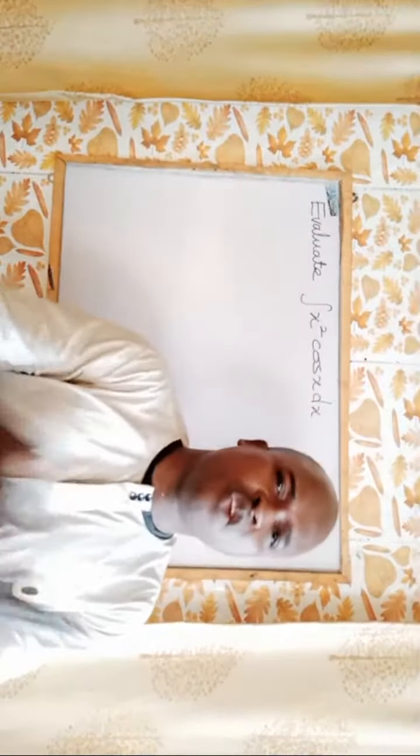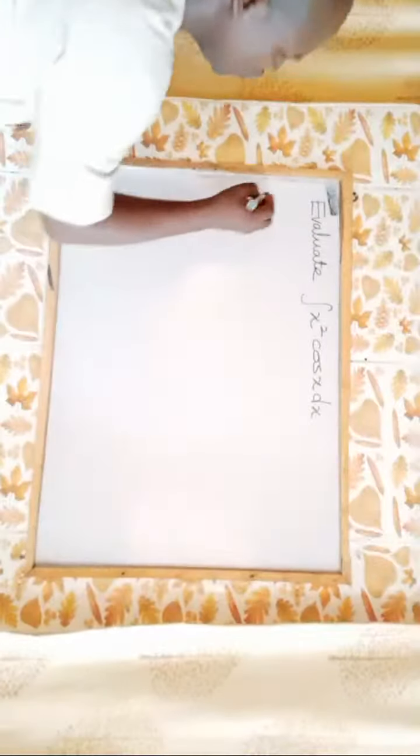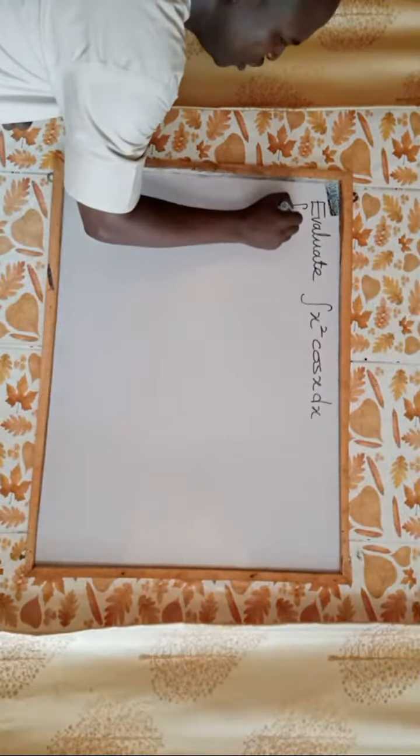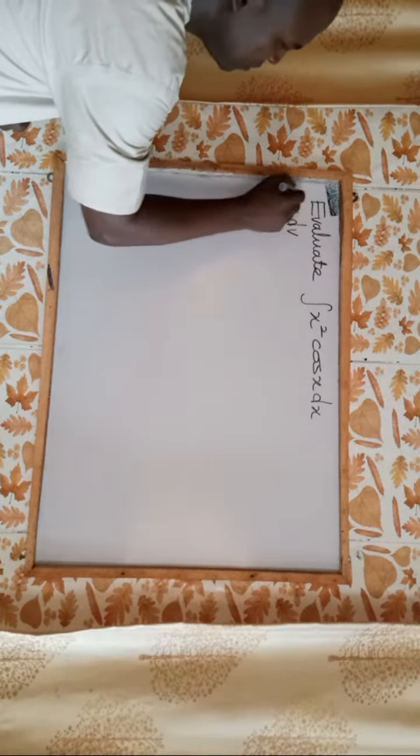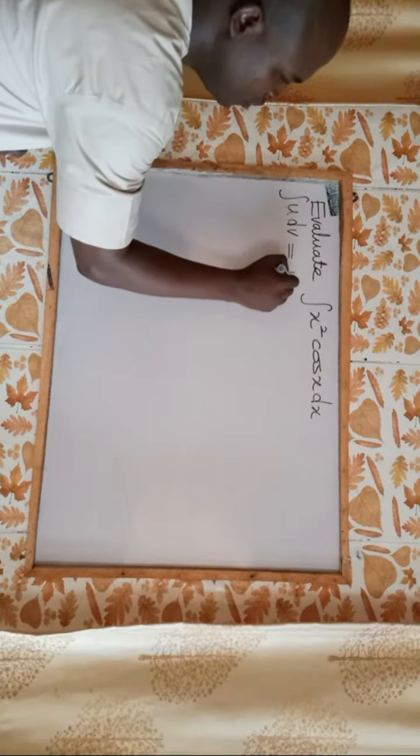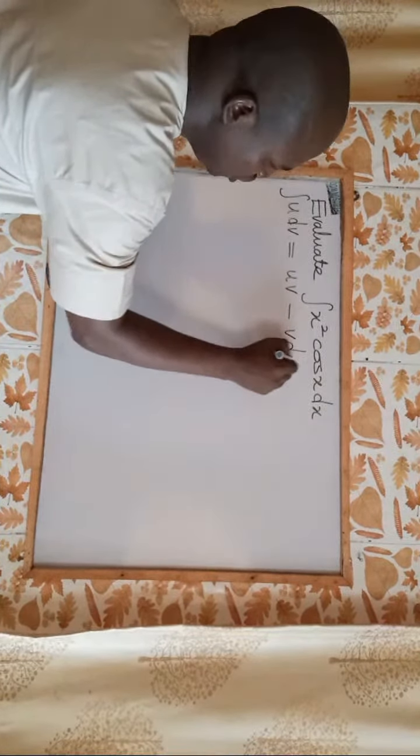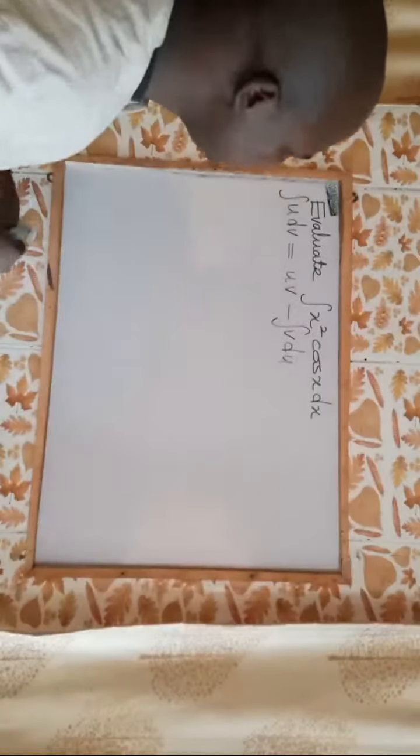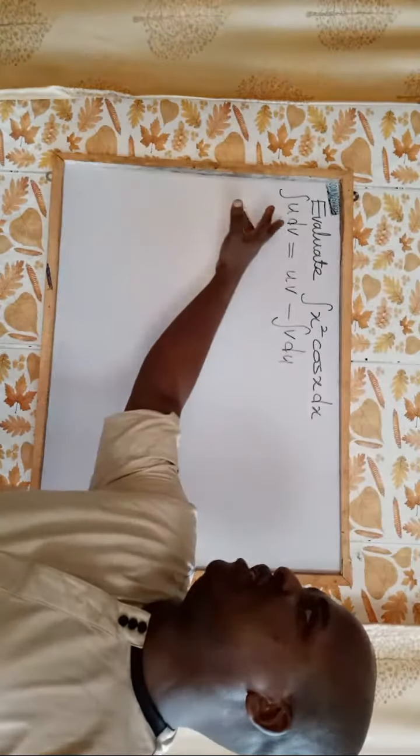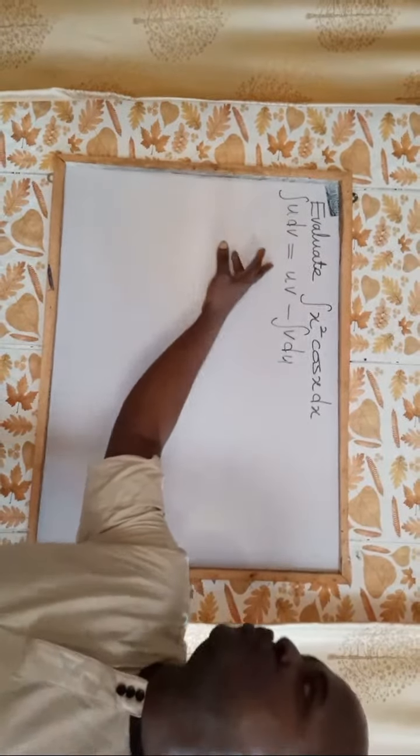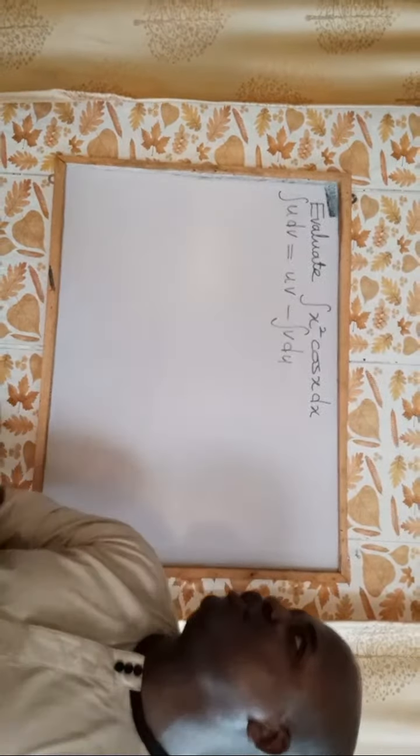And for us to solve integration by parts, a formula will come onto your mind, and that formula is: integral u dv is equal to uv minus integral v du. This is the formula of integration by parts. We have integral u dv equal to uv minus integral v du.